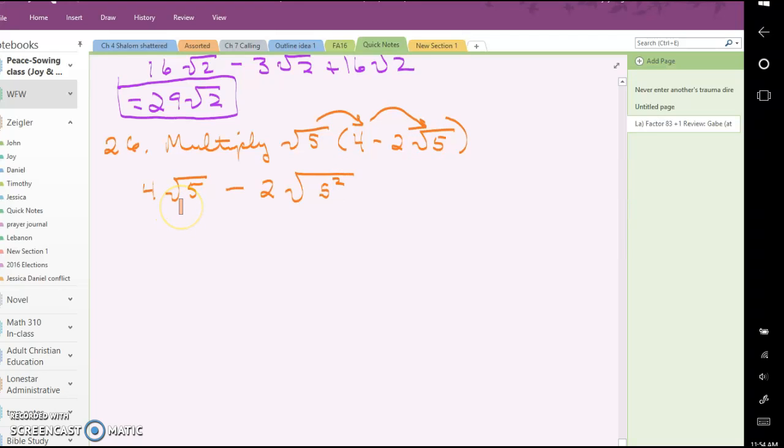Now the first term is already simplified. The second term, we can pull out the square root of 5 squared, which is 5. So that gives us 4 square root of 5 minus 10, and conventionally you would write the number without the radical first and then the radical.